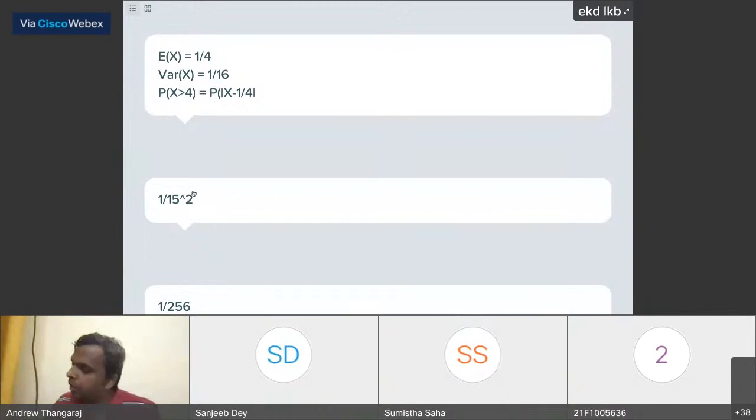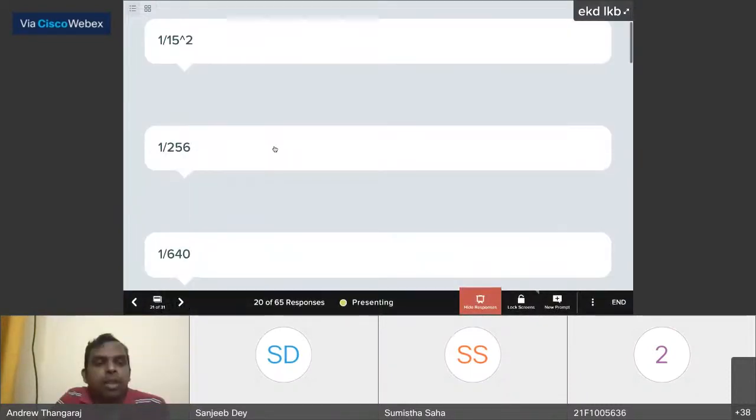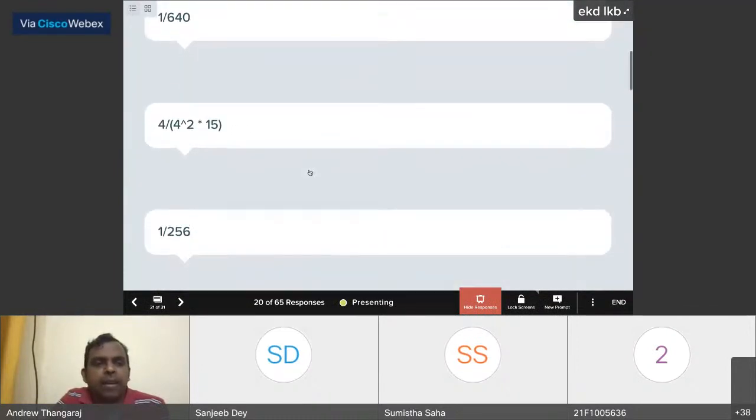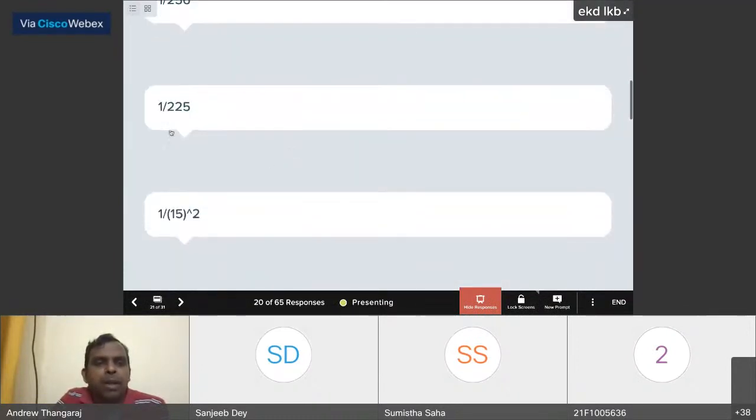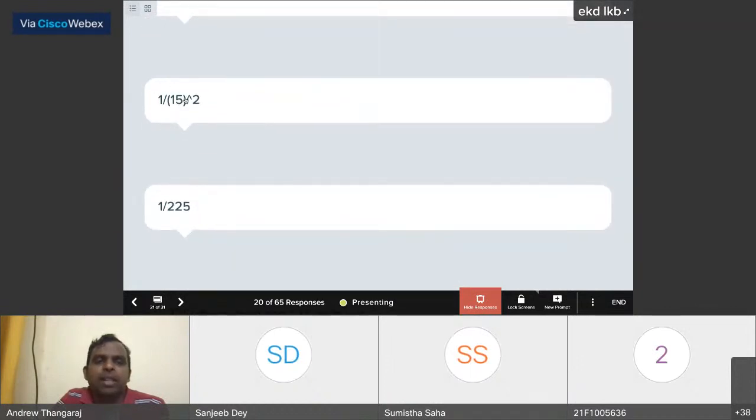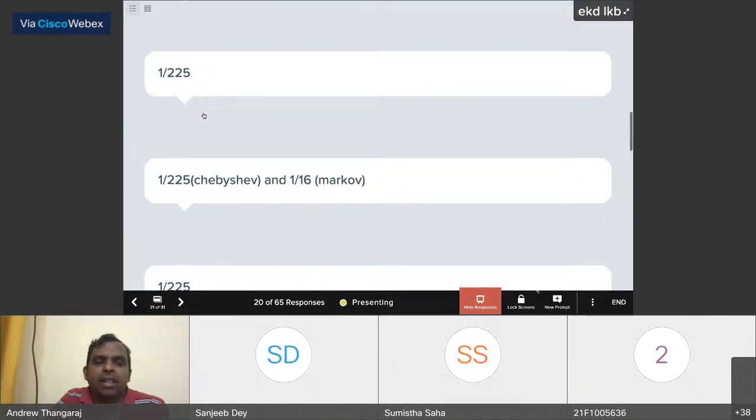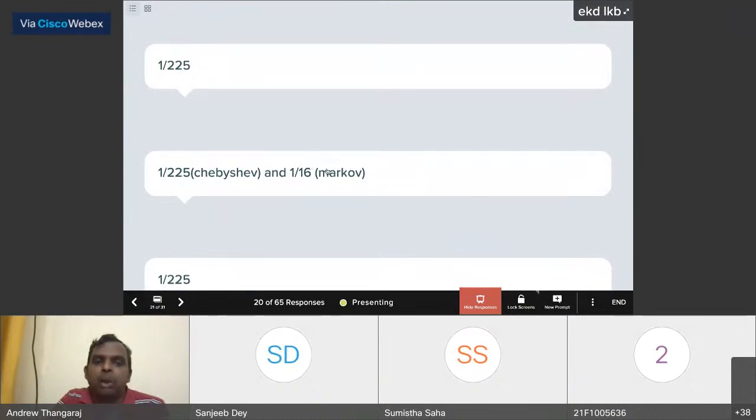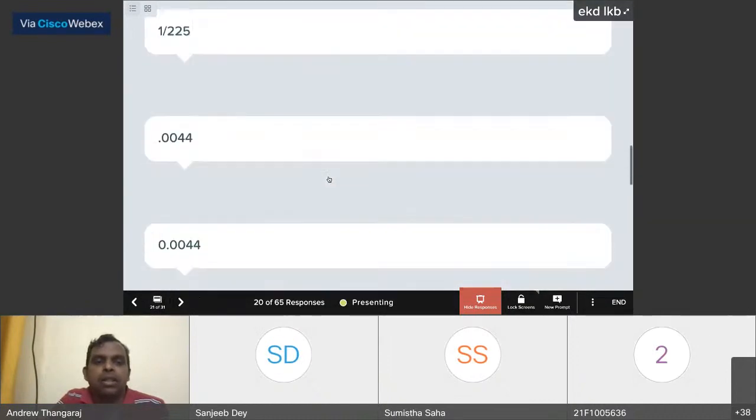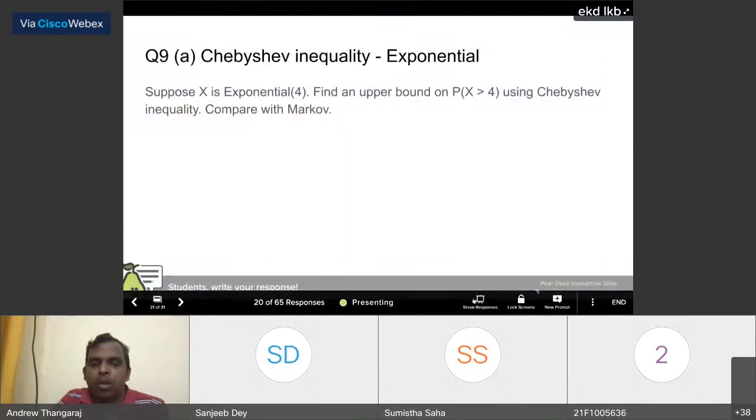Okay, I think that's correct. Okay, that should be good. I think 1 by 15 squared is correct. 1 by 256 is not quite correct. 1 by 640 is not correct. 1 by 225 is correct. 1 by 15 squared is correct. Yeah, 1 by 225 is Chebyshev. 1 by 16 is Markov. That's good to see. Okay, so enough people have got the correct answer.